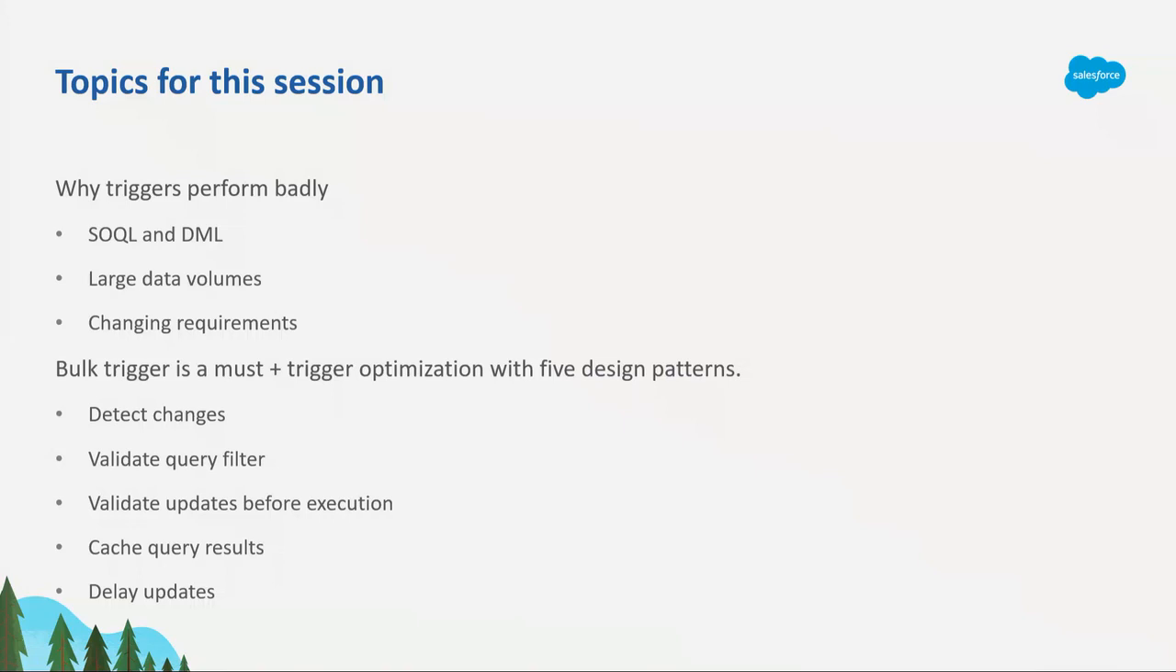So we will start on looking at why the triggers perform badly so that we are able to identify what causes the inefficiencies and where we can improve. So what in practice are the means to improve the performance. We'll be mainly focusing on SOQL and DML operations because those tend to be the ones where we make the most crucial mistakes and which degrade the performance.